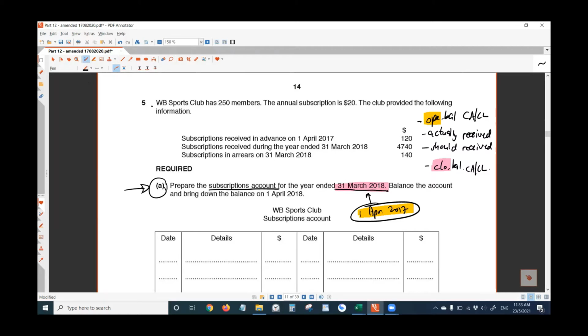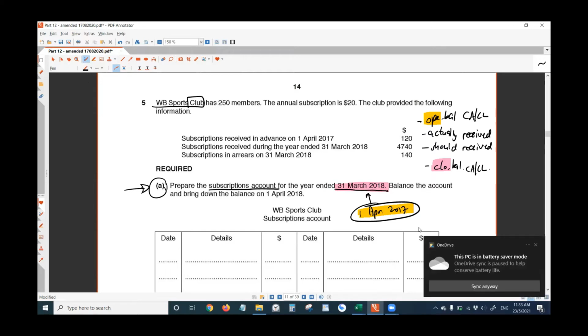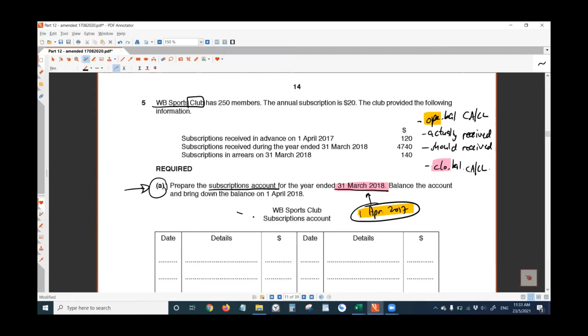We are doing a question on clubs and societies. Later I will explain what the whole topic is about. But for now, you need to know that subscription is an income. In real life, we call this a member fee.